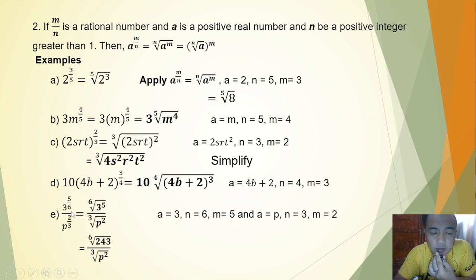And how about letter E? 3 raised to 5 over 6 all over p raised to 2/3. So in the numerator, it is equal to the 6th root of 3 to the 5th power all over the cube root of p squared. Or let's try to simplify. 3 to the 5th power is 243. So the answer is the 6th root of 243 all over the cube root of p squared.